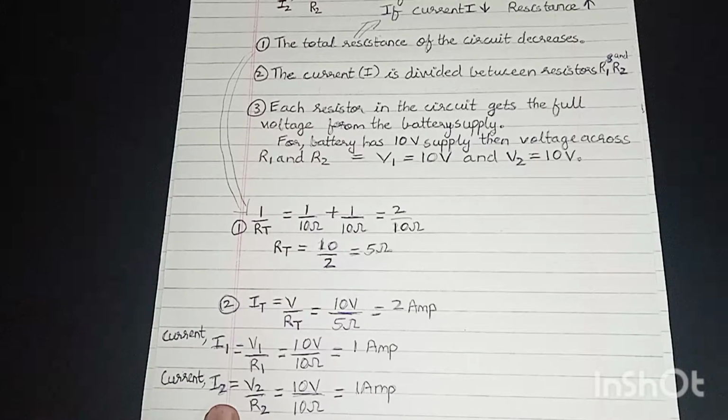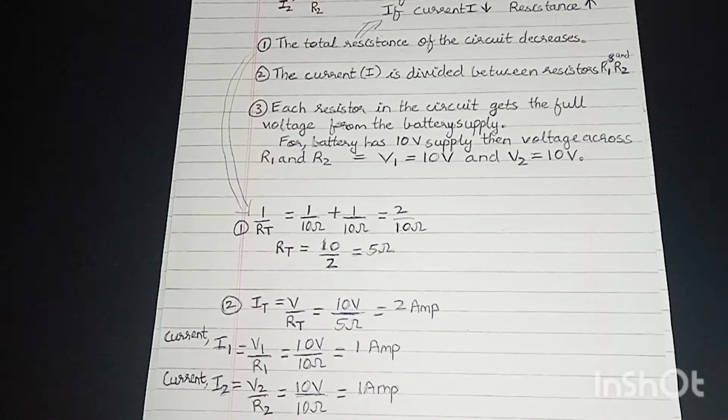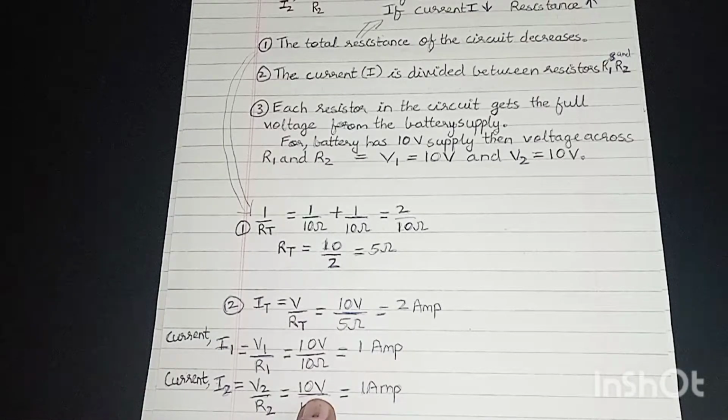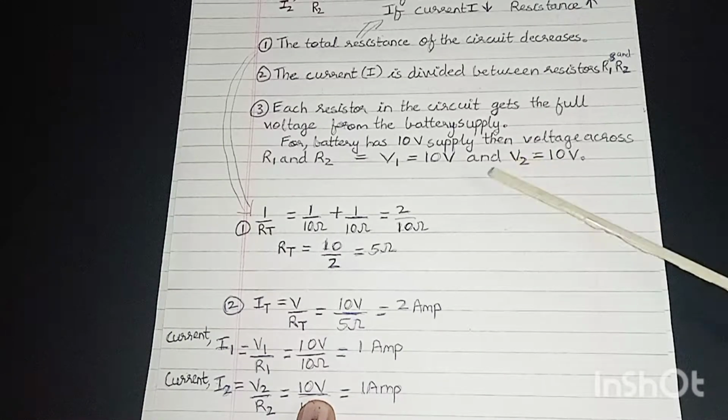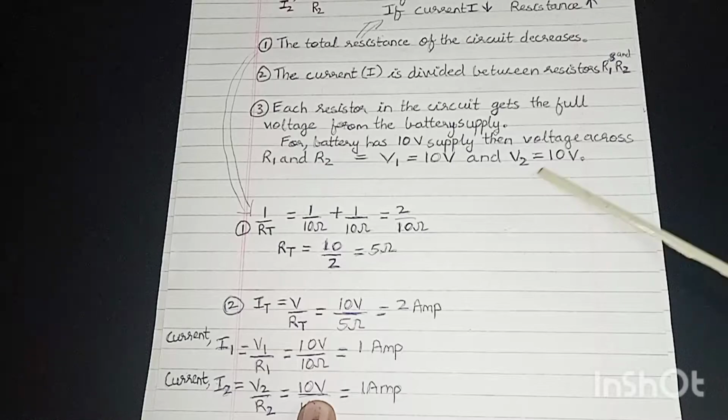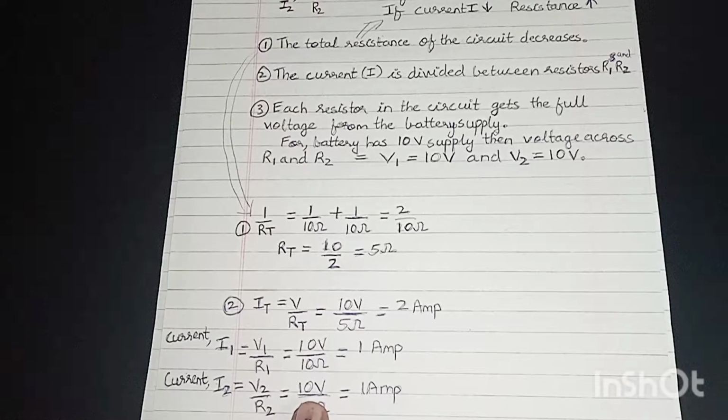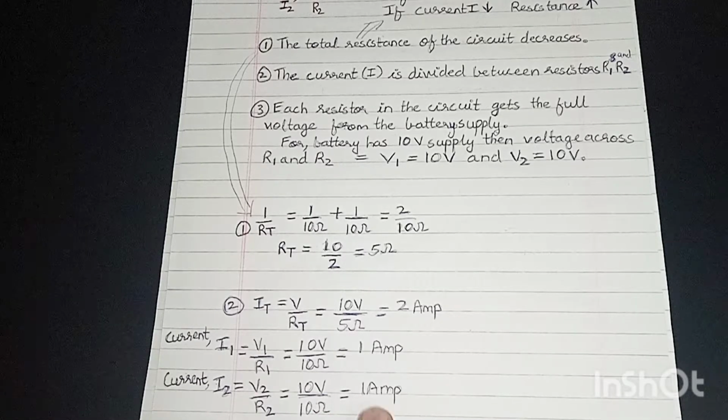Similarly, the current I2 is equal to V2 divided by R2, where V2 is equal to 10 volts, which we have taken from here. This we will be substituting over here, and R2 is equal to 10 ohms. So if you divide this, you will be getting 1 ampere. So these three we have proved.